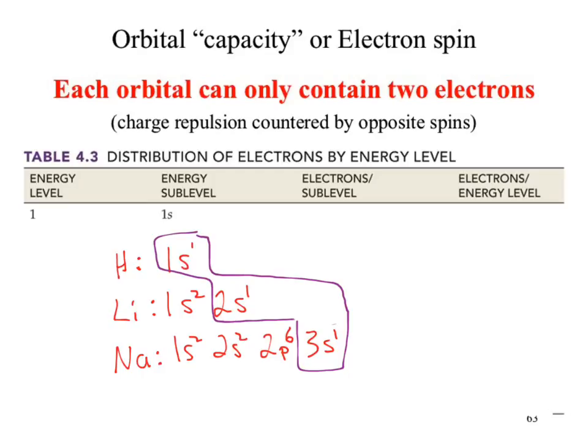Interesting. What happens if I move it to, instead of being lithium, I make it beryllium? 1s2, 2s2. There's no d, we'll get back to that. What's the next element I might check? How about magnesium? What would magnesium be? 1s2, 2s2, 2p6, 3s2.